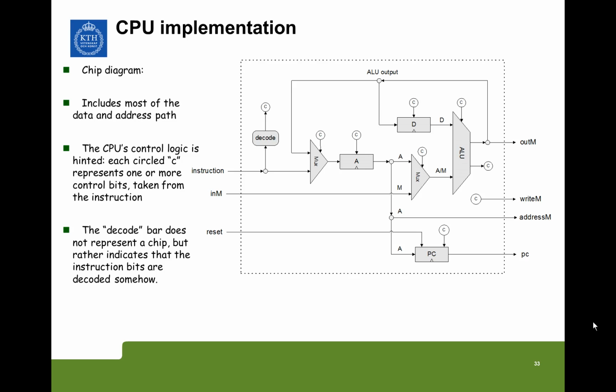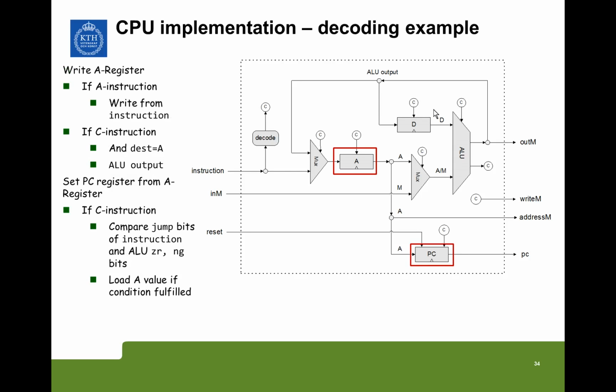So the main challenge of the CPU implementation will be to connect these control bits in a correct way. Let's see two small decoding examples. For example, the A register: the implemented control will have to decide when to write to the A register and what to write there.